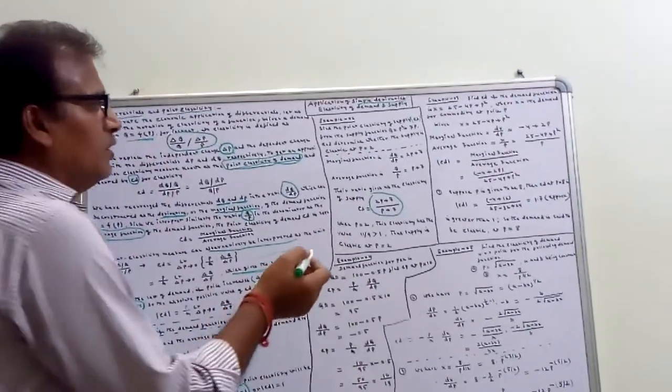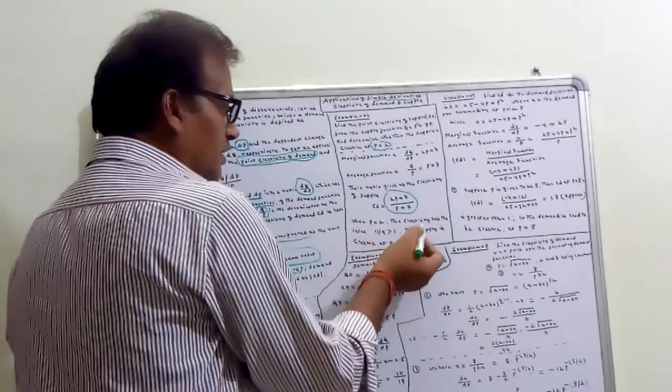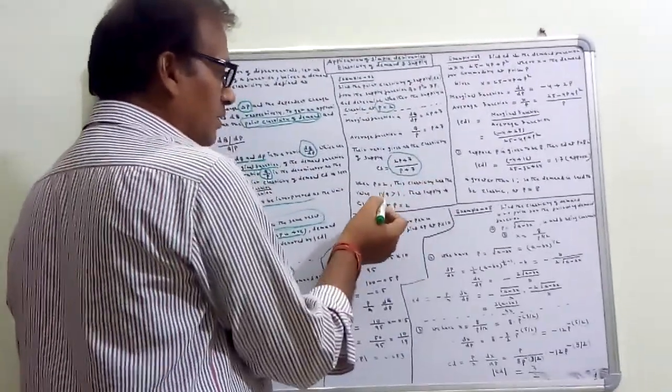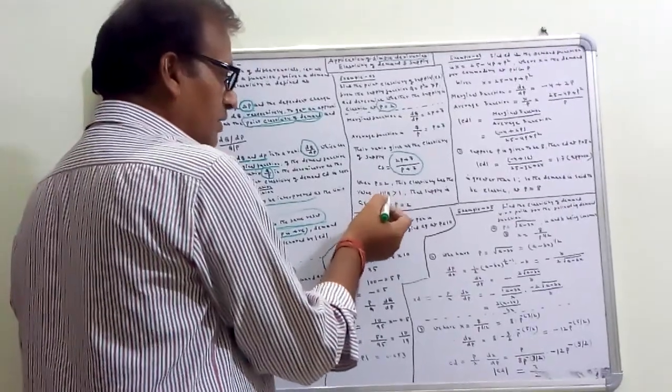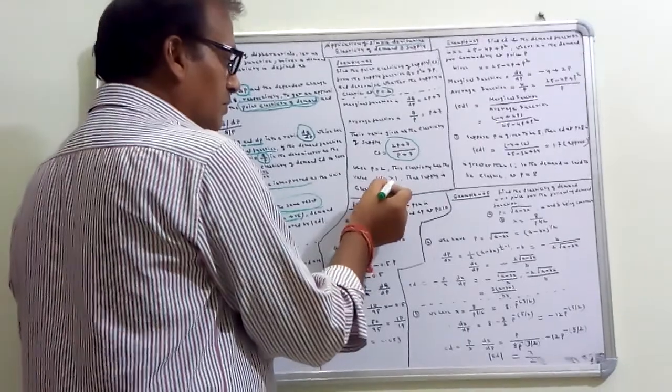Now when P equal to 2, here P equal to 2 is given, this elasticity has the value 11 divided by 9, greater than 1. The supply is elastic at P equal to 2.